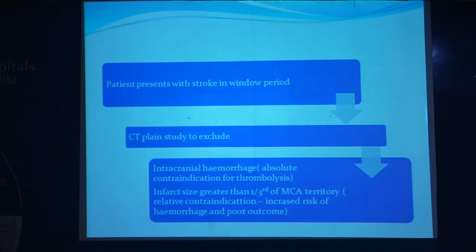Now, the patient presents with stroke in the window period. The protocol is to get a plain CT study done initially to see whether there are any contraindications for administration of thrombolytic therapy. The absolute contraindication is an intracranial hemorrhage, and a relative contraindication is an infarct of size greater than one third of the MCA territory. It's a relative contraindication because it decides the prognosis and the increased risk of reperfusion injury.